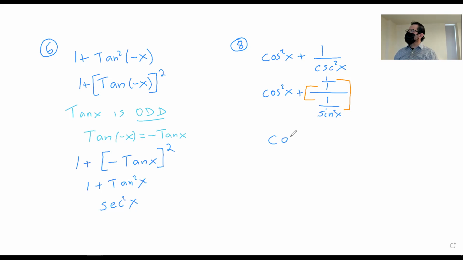And this is the same as having cosine squared. So the sine is going to come up here. Okay. And so cosine squared plus sine squared, this is the Pythagorean identity, equals 1.